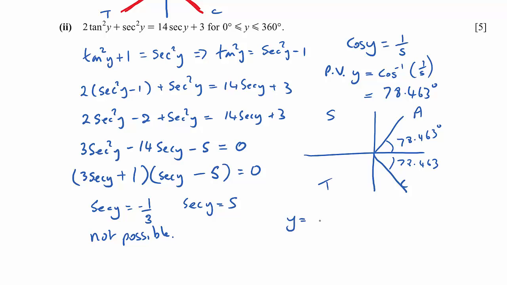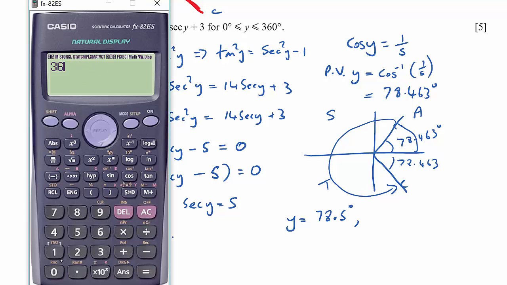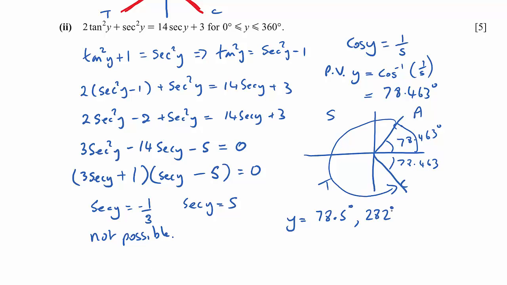So our angles are 78.5 degrees. That is 3 significant figures. And the other one is going to be a 360 take away. So we've got 360 take away my last answer, and we'll call that 282 degrees. And I'll say those are 3 significant figures.